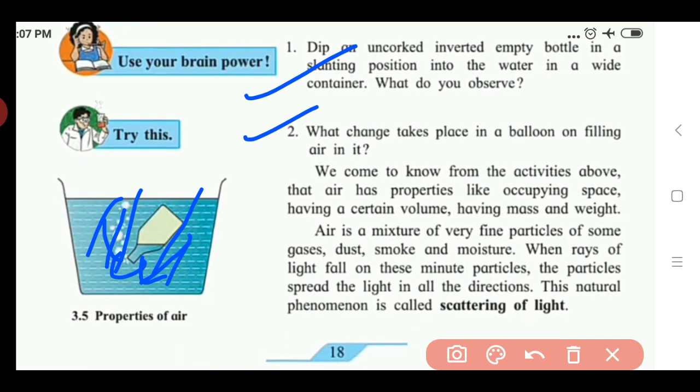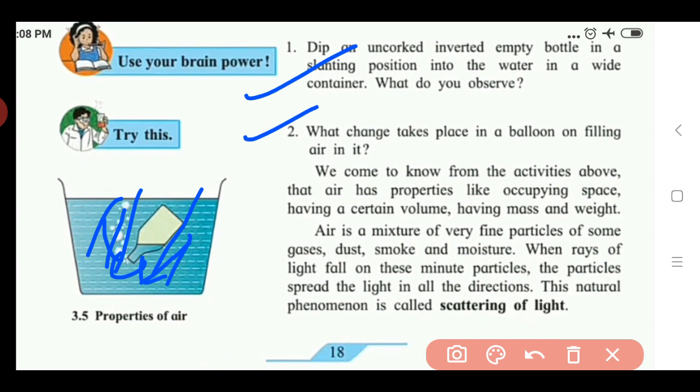So here what changes take place with the balloon when we fill air in it? When we fill air inside this balloon, this air also fills inside that balloon, and due to this the air particles exert pressure on the inner surface of the balloon, and due to this what happens? The size of the balloon gets increased as we fill up the balloon with air. Okay, so this is the change that takes place, that is, the size will get changed of that balloon, size and shape.